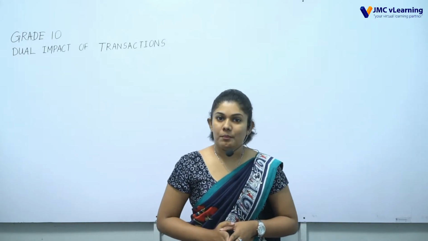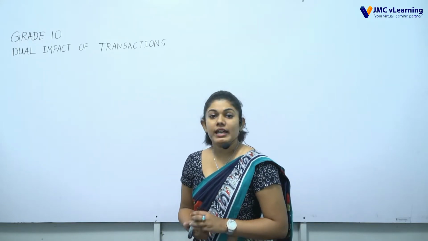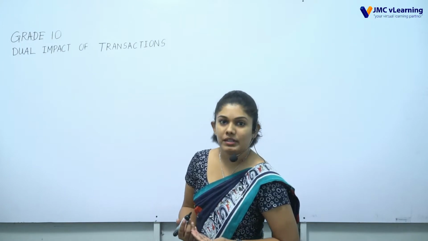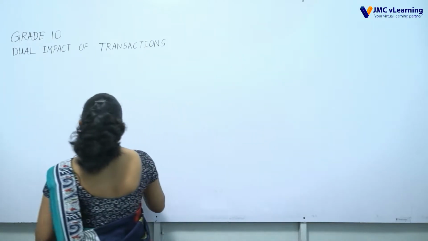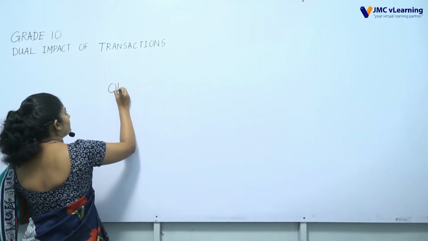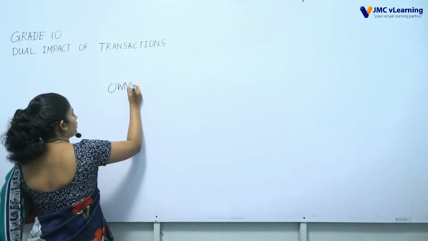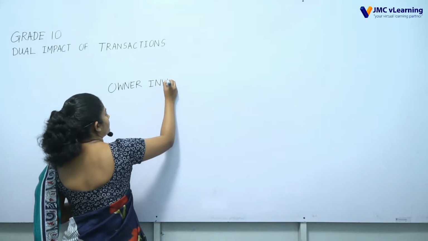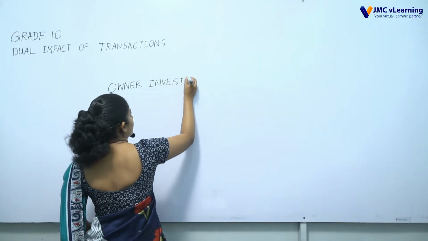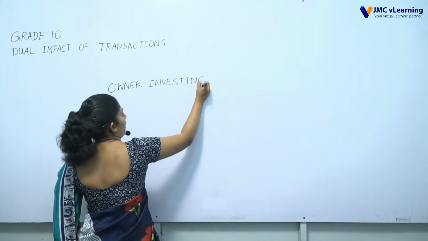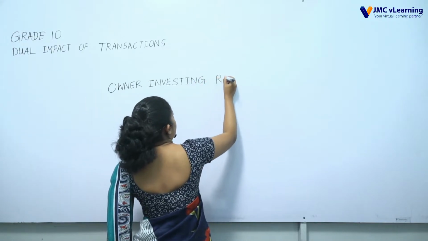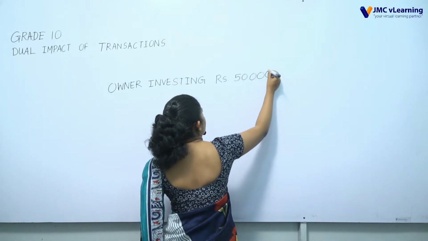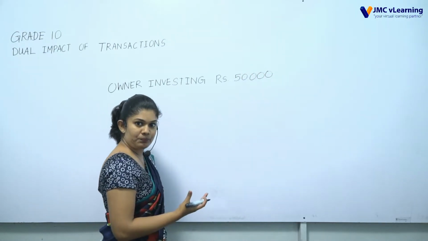Let's take an example. Now I will take our usual example, owner investing capital. Here, owner investing, we'll say, rupees 50,000. 50,000 rupees the owner is investing for the business.